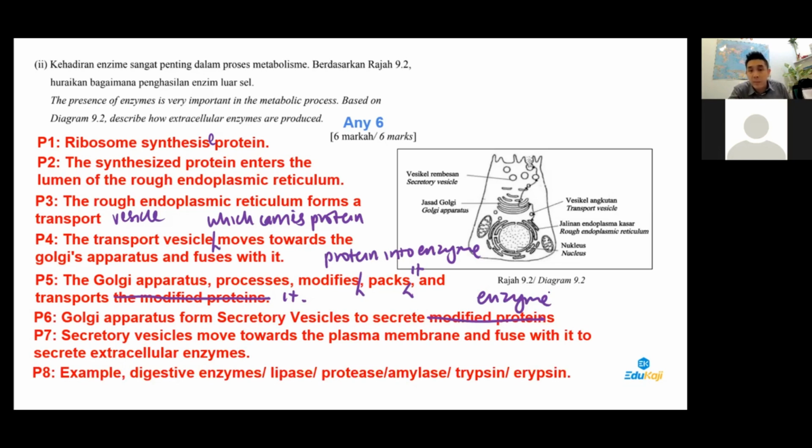Guys, we can give some examples. Any 6 of these will help you to score these 6 marks. This is legit memorize and vomit out kind of process. No KBAT, no special application and whatnot.